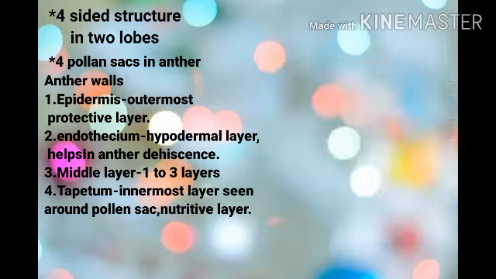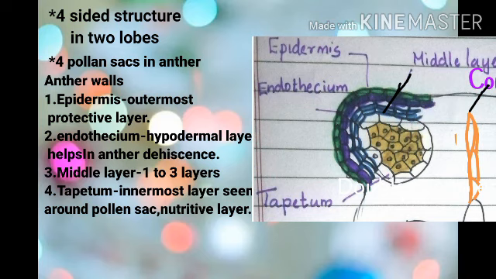Just focus on one part of the anther. The first layer is the epidermis. The epidermis is the outermost protective layer. Then comes the second layer, which is shown in purple color. It is called the endothecium.